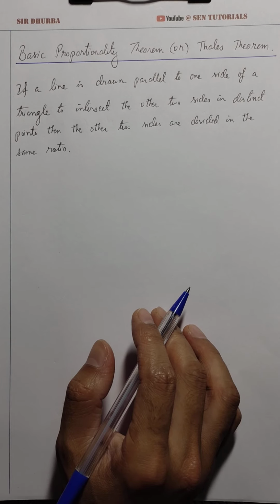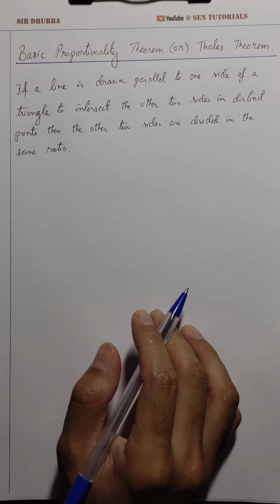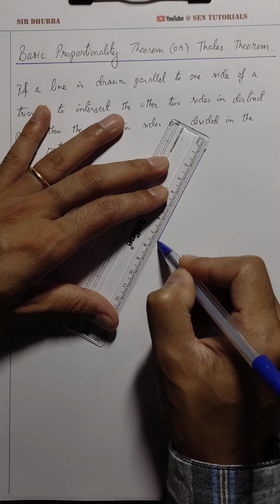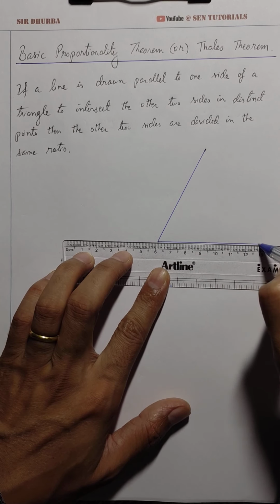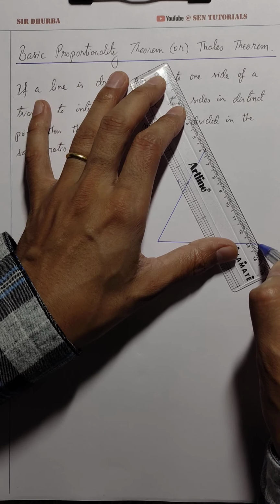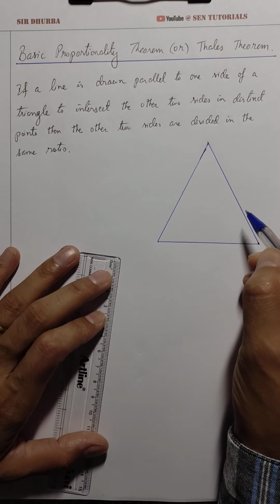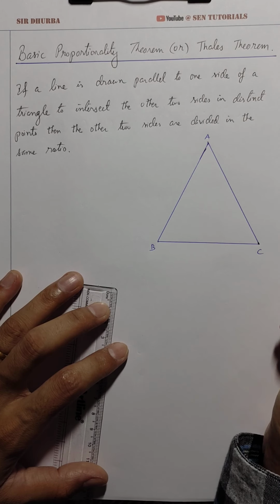So let's go and have a look at the theorem. It says that if a line is drawn parallel to one side of a triangle. So for that, let us consider any triangle. Let's say this. So if we consider one triangle, let's name it A, B and C.